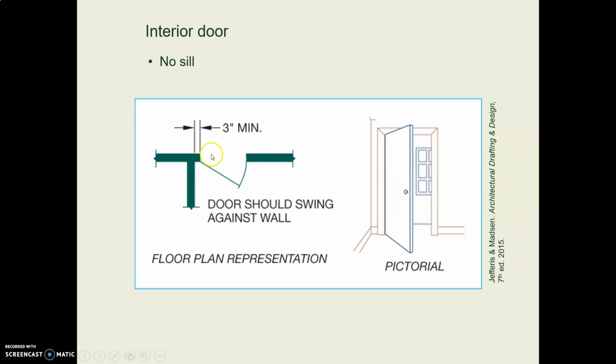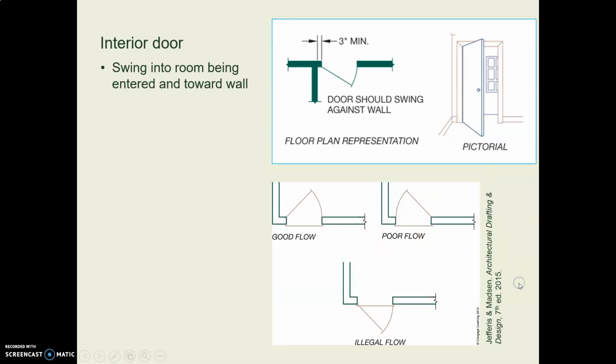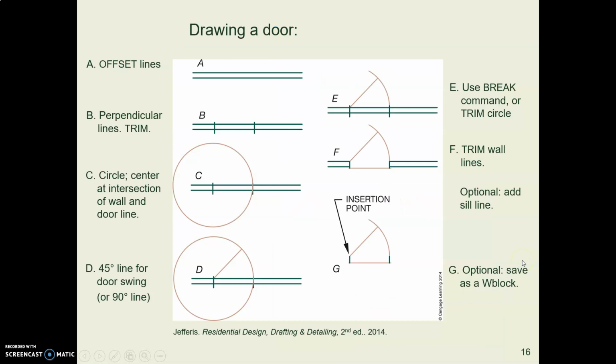When you draw an interior door, a door inside a room, it's the same sort of door swing symbol, but you just do not draw a sill, because there's no sill, there's just some kind of flooring. And if you're having a door coming from a hallway into a room, then you want the door to swing into the room, not out into the hallway where it's going to be awkward.